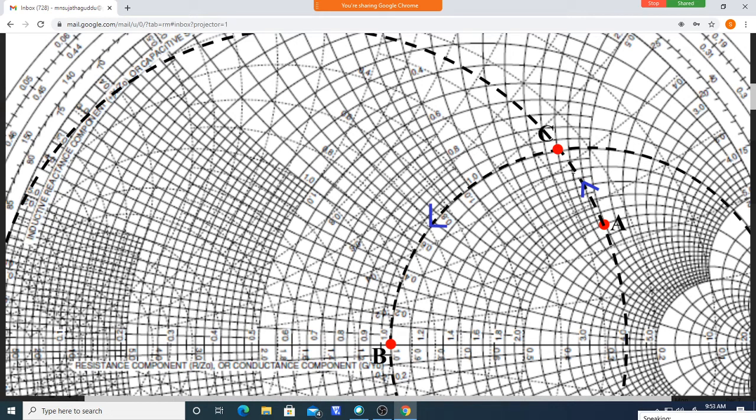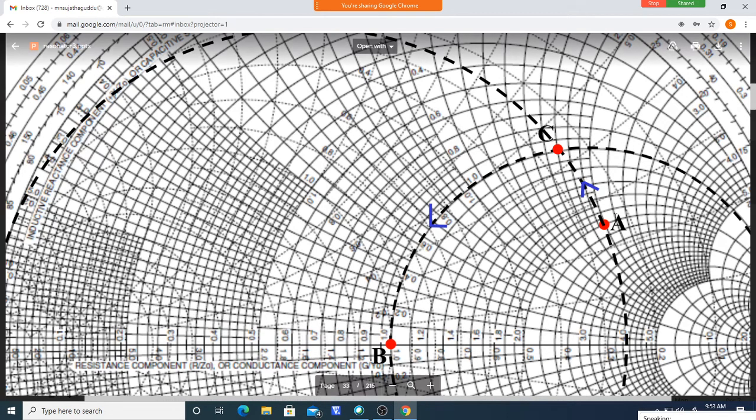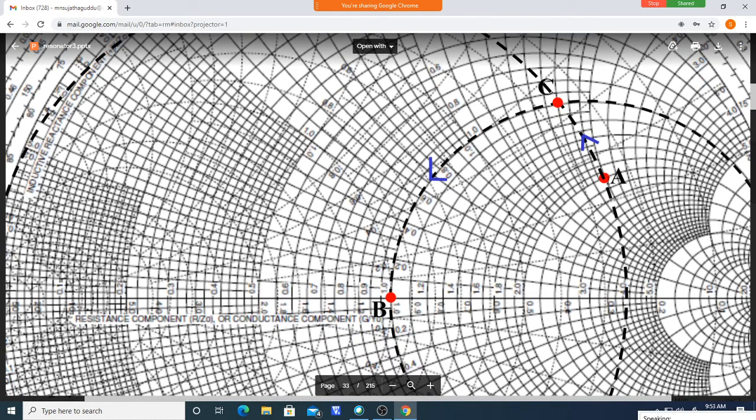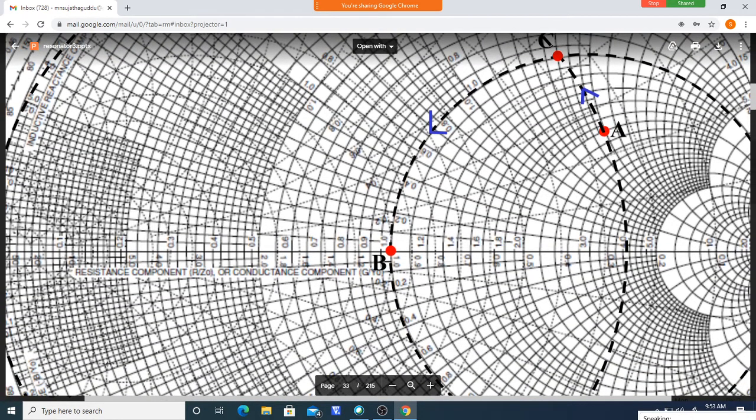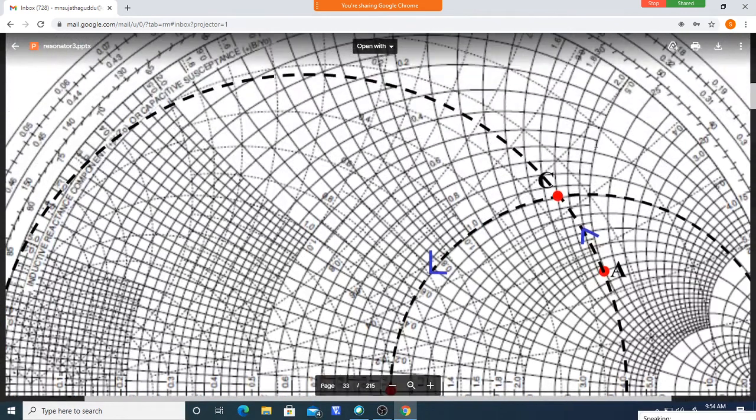Okay, you find out the value of that. How do you find the inductor value? You find what the susceptance value is at this point. You follow the procedure I said previously. What is the susceptance value passing here?